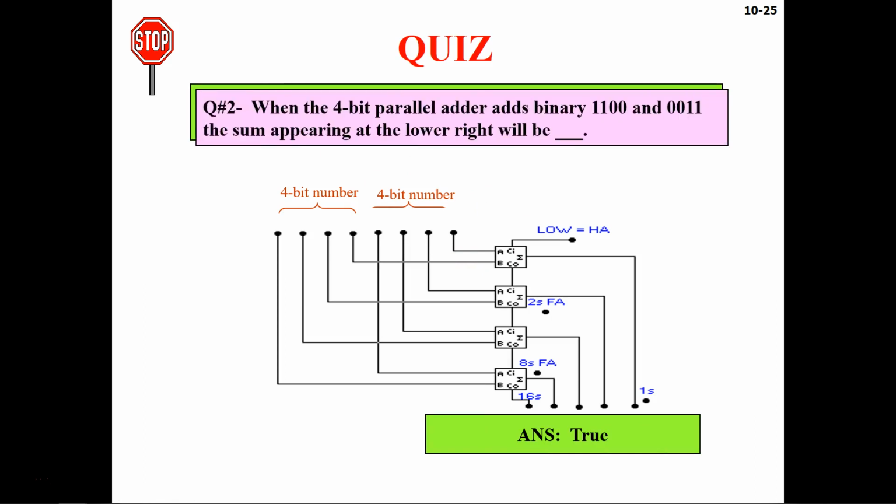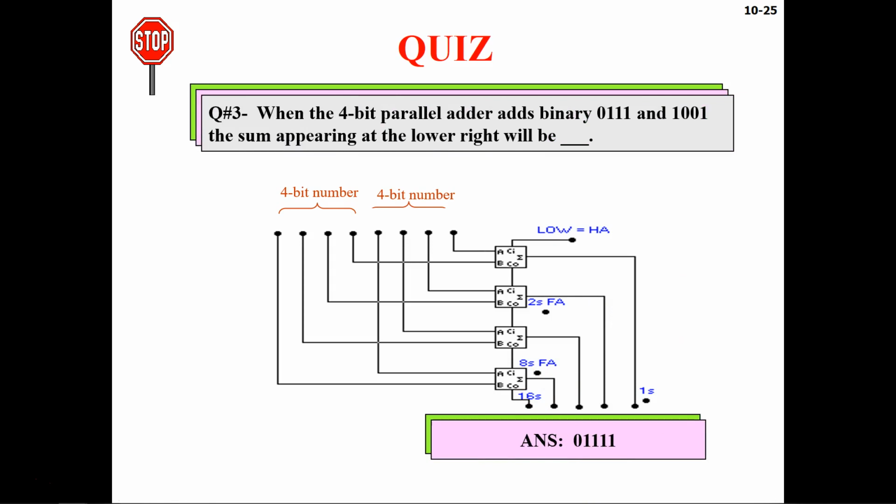And then you have: when the 4-bit parallel adder adds binary 1100 and 0011, then the sum appearing at the lower right will be what? So you have to add these two numbers, 1100 and 0011. If you add them up, then your answer is going to be 1111. But don't forget, these are the four inputs. You got it here, but then you have a carry, and you don't have a carry in this case, so your carry is going to be 0. So your answer is 01111.